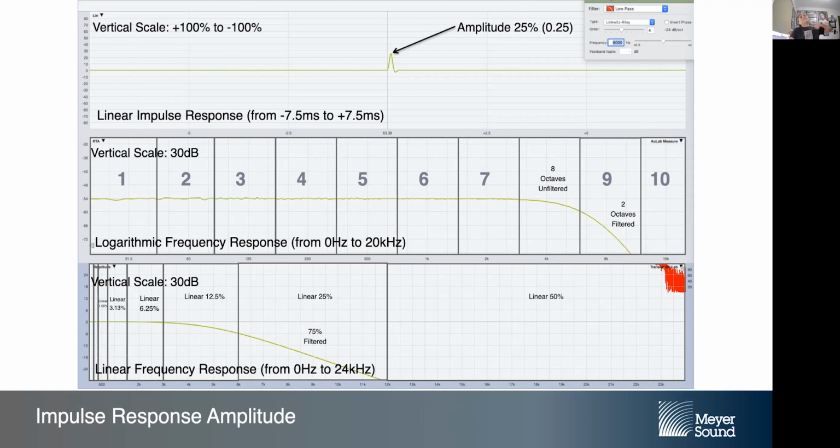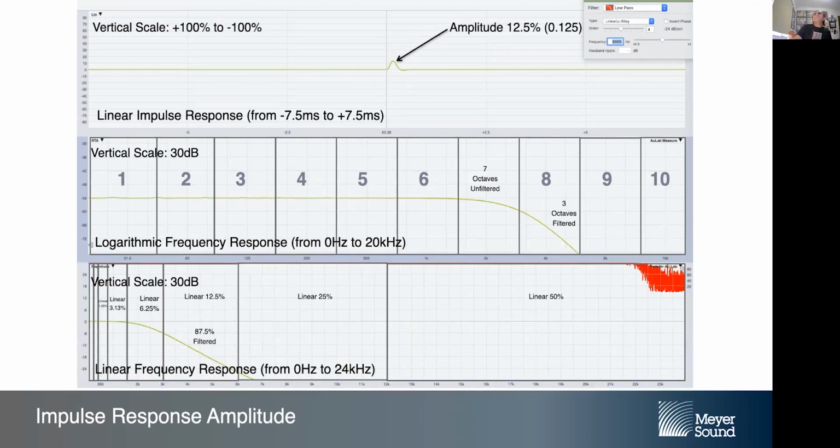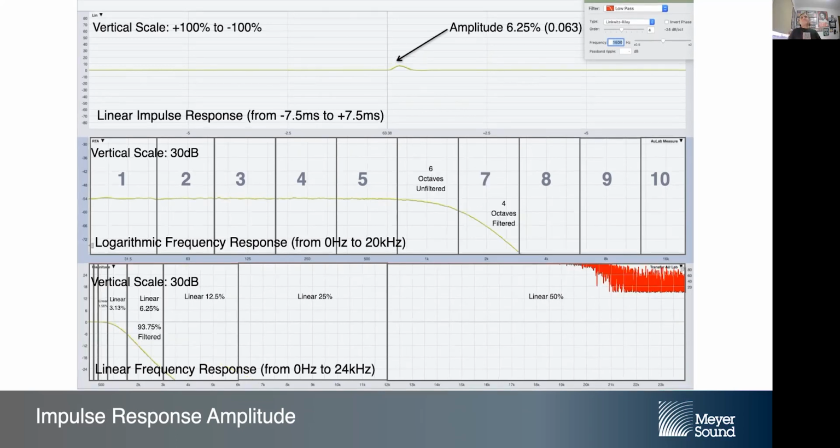If we go to the next slide, we will see that now the amplitude of the impulse is 12.5%, in linear is 0.125, and we are filtering only 3 octaves of information, and we have 7 octaves unfiltered. But right now we are filtering 87.5% of the information. So the unfiltered information is 12.5%, and that is the one that produces this very little amplitude impulse. And in the next slide, we filter another octave, and you can see right now that the amplitude of the impulse is 6.25%.